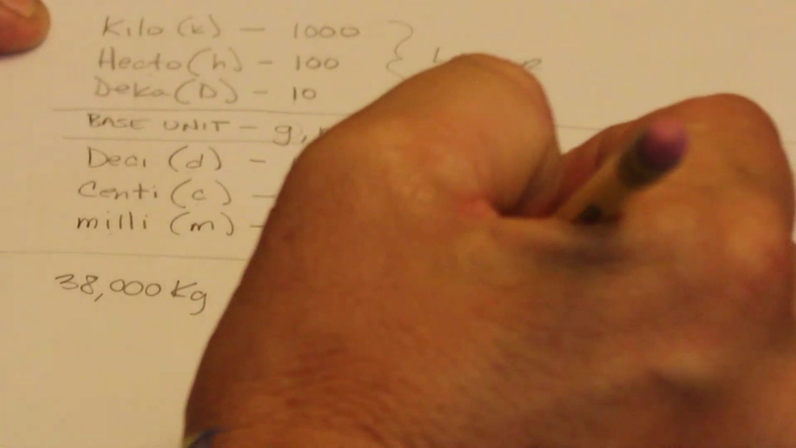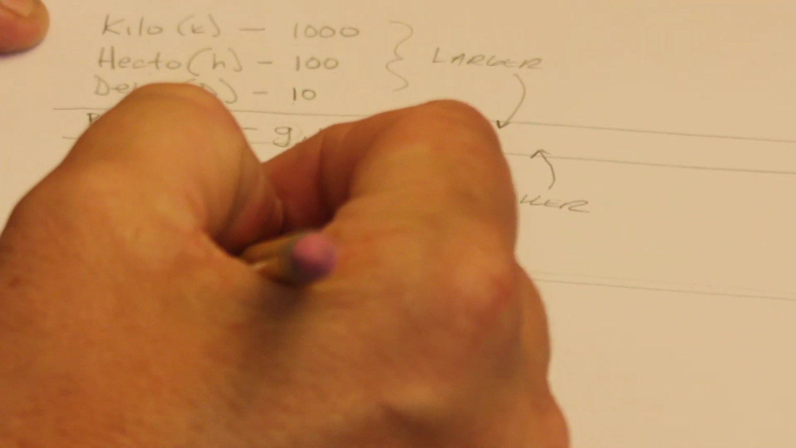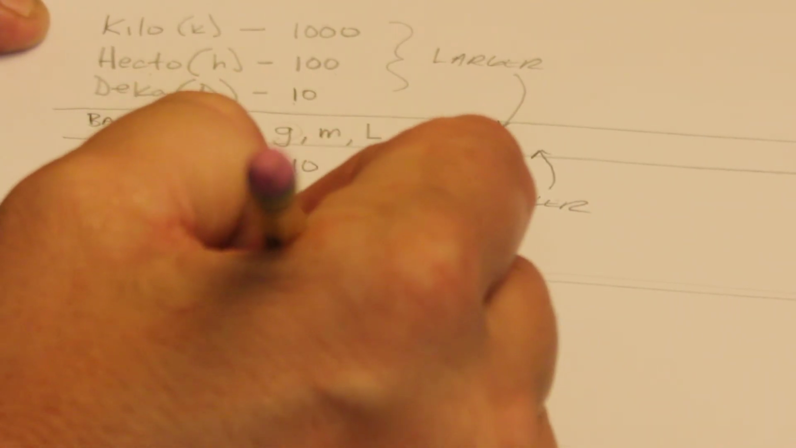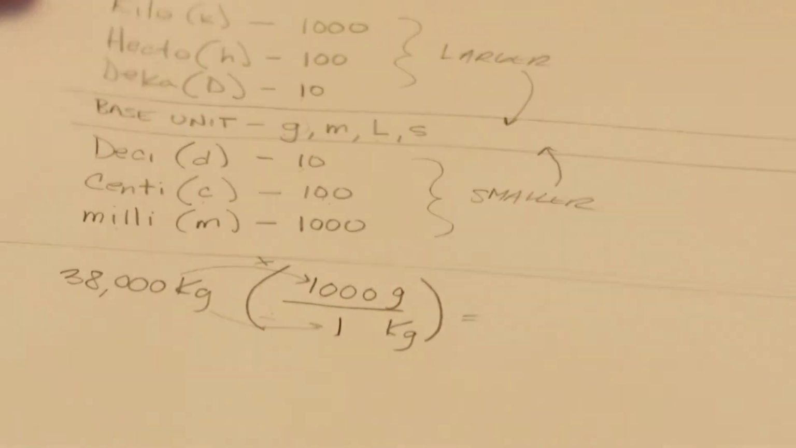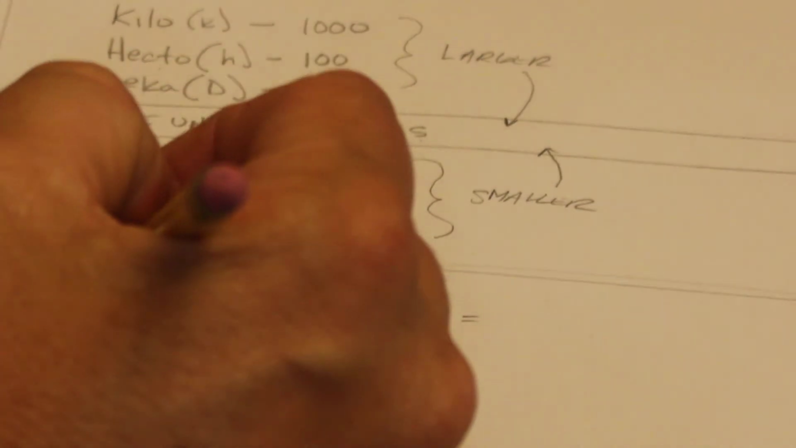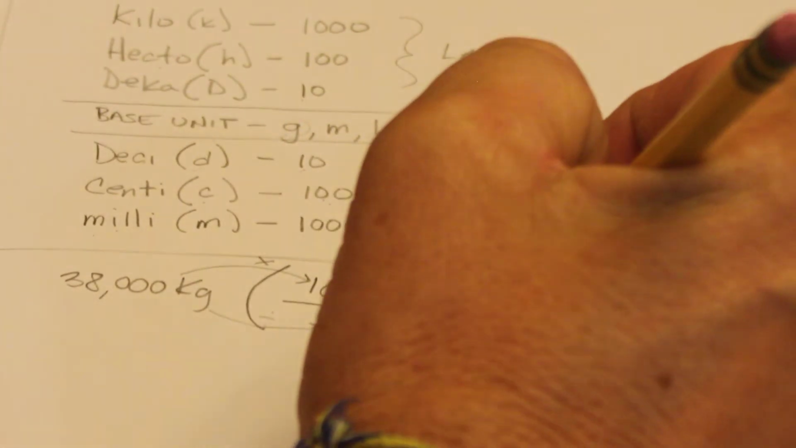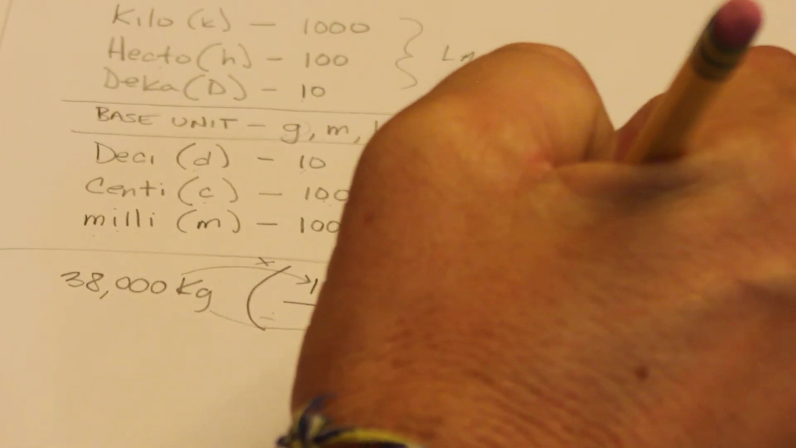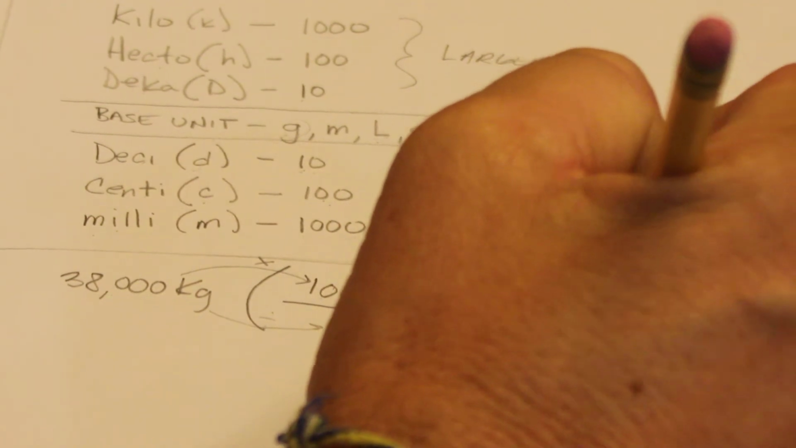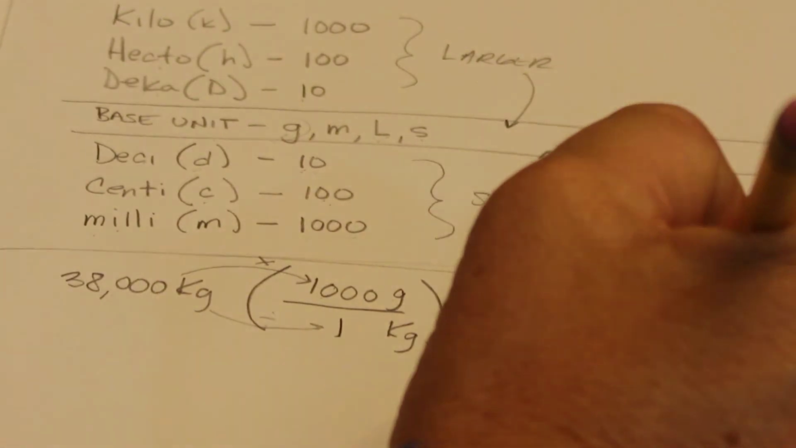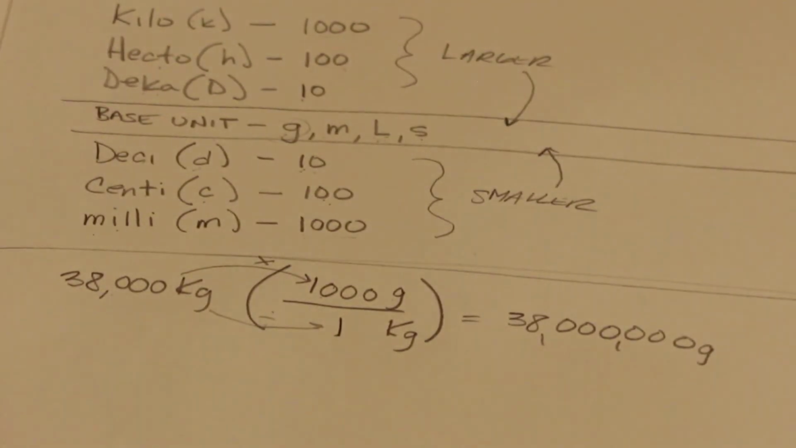So then we would do the math, and you would always multiply the original number by the top and then divide by the bottom, and you have to do both functions. So you'd go 38,000 times 1,000 and then take that answer and divide it by 1, and by the time you're done you would get 38 million grams for that first answer.